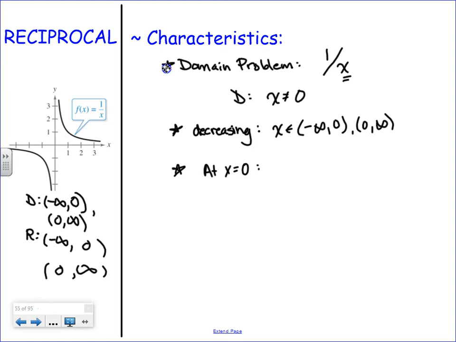I said it a second ago. It is the y-axis, but it's an asymptote, and it's a vertical asymptote. Asymptote. There you go. And the nice thing is that actually translates in the sense of whenever we find the domain problem, whatever it can't equal is the placement of the vertical asymptote. That's always true.